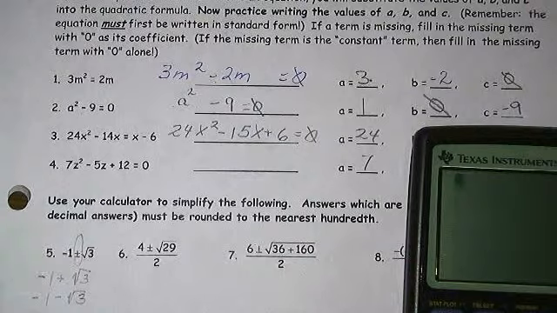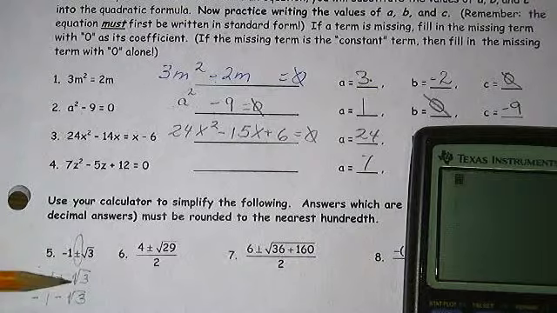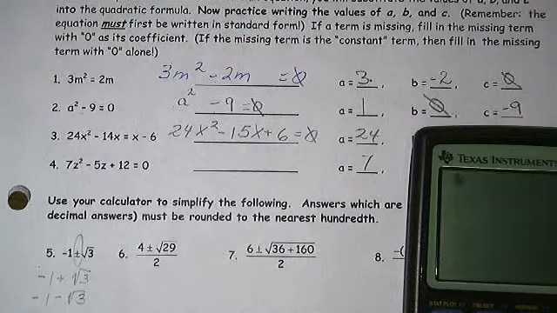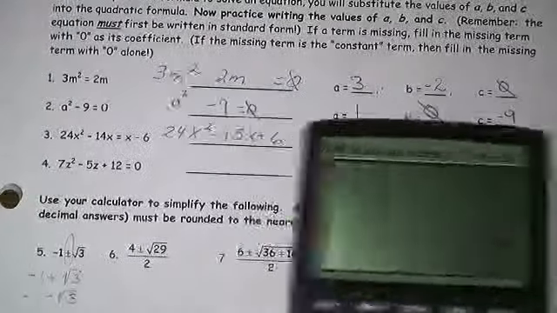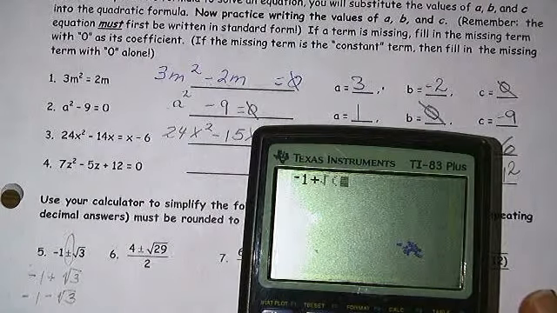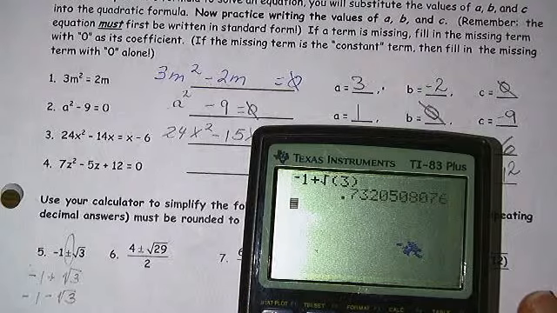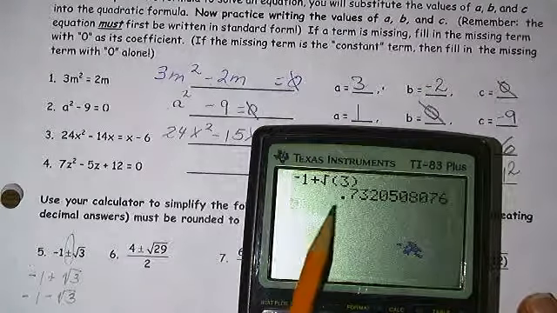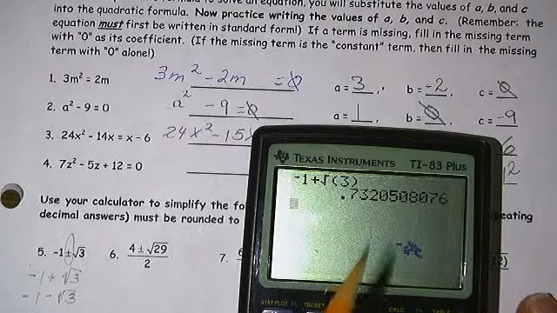Remember in class the other day, I kept asking for the square root of 25, and we said 5. And my answer was correct, but incomplete. Negative 1 plus the square root of 3. How far do we round? What does it tell us in the problem? Negative 1 plus the square root of 3, close parentheses, is 0.73 to the nearest hundredth.